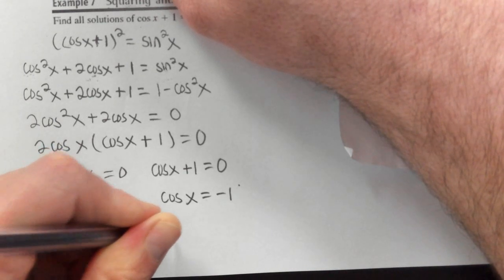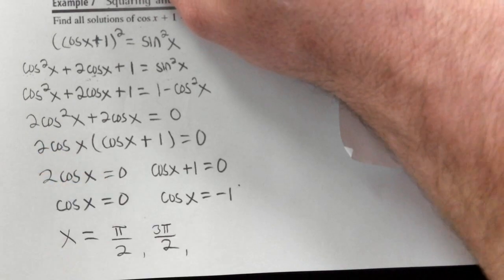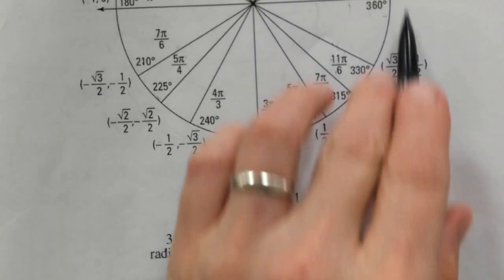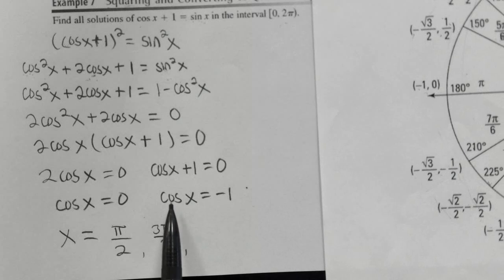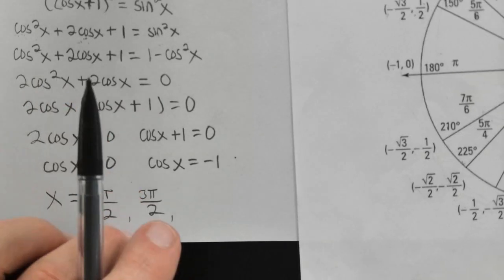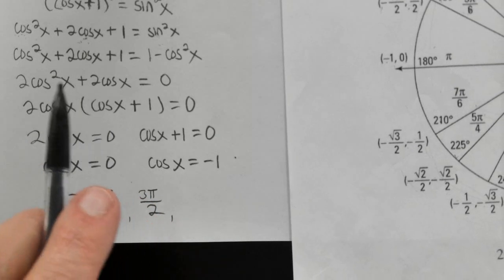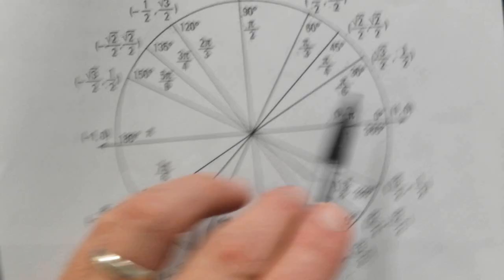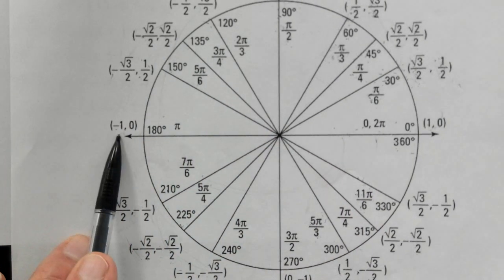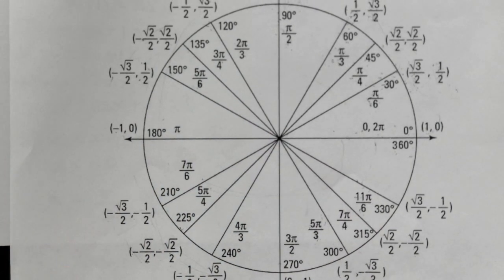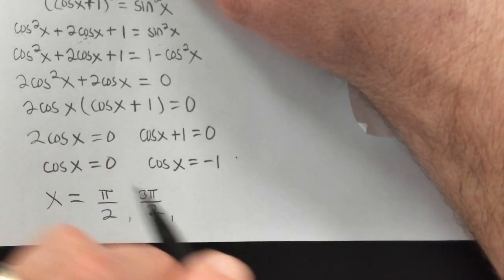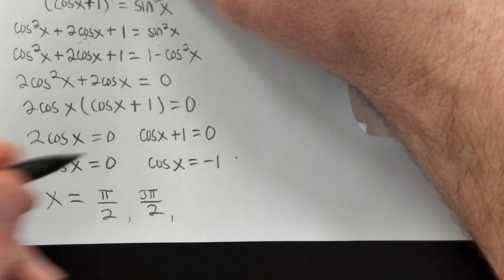3 pi over 2. Write that one in. And then see if there's any more. No more zeros. So now I want cosine of x to be equal to -1. So I need an angle whose cosine is -1. So now I'm looking for -1s on the x coordinates. Let's see if we can find one. There's one at pi. And I believe that's the only one. Yes, it is. So we'll put in pi there.